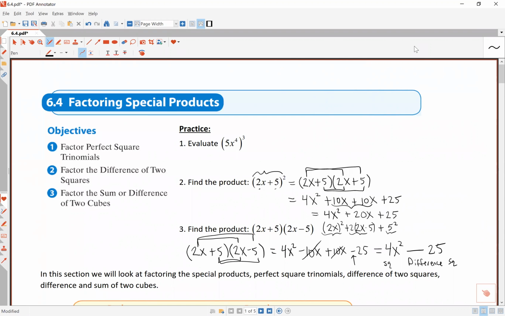In preparation for factoring the sum or difference of two cubes, we need to be able to recognize what cubes look like. If I cube the expression 5x to the fourth, I get 5 cubed and x to the fourth cubed. So that's 125, and x to the fourth cubed is x to the 12. So when given 125x to the 12th, to figure out what's being cubed, we'll take the 12 and divide by 3, and it'll be an x to the fourth.